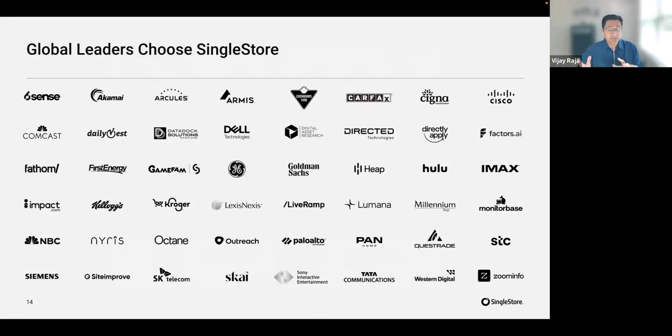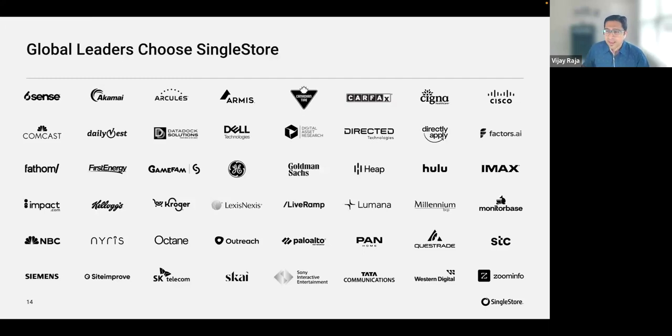But that's one segment. We also have another segment, which is about 150, 200 customers who are leading SaaS companies, right? So we power some of the leading fintechs, ad techs, martechs, cybersecurity techs, game techs, all of these new SaaS tech companies who don't have legacy baggage, who are trying to build an application. And for them, this is critical because the application is the revenue engine. That is the product that they're trying to power. We have a number of them, including the likes of Fathom Analytics, Factors AI, Monitor-Base, LiveRamp, Hulu, Impact.com, so many that we can talk a lot more about.